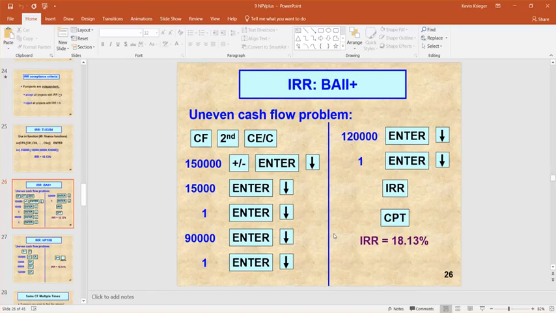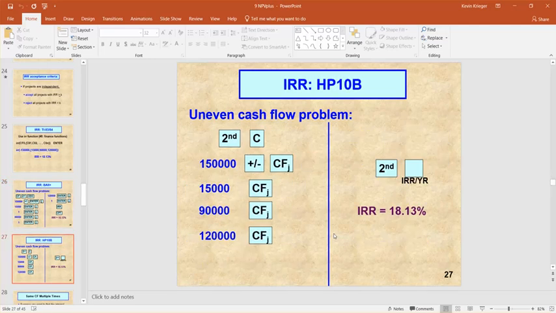Right, so really similar with the BA2 Plus. It's just when you're done, you don't have to hit the NPV key and enter a rate, because again, you're just using the rate as a comparison metric here. You can just hit IRR and the compute key and you're done. And just same thing with the HP. The actual calculator keystrokes are shorter this time.